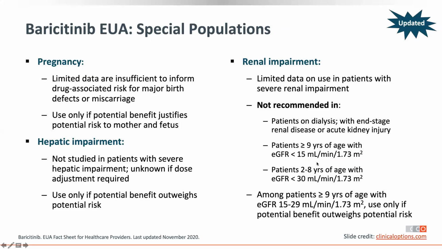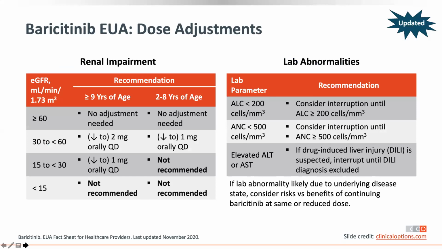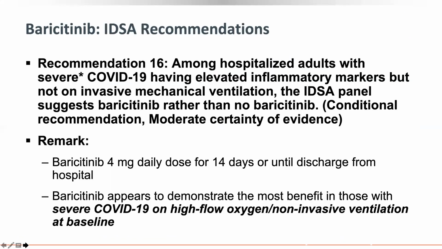Really, we do not recommend it for patients who are on dialysis with end-stage renal disease or AKI, and also those with GFR less than 15 mL per minute for those more than 9 years, and for children where the GFR is less than 30 mL per minute as well. So really the major contraindication, where we need to observe cautiously or do dose adjustments, is in those who have kidney disease. And these are the recommendations if you have to do dose adjustments for someone with renal impairment.